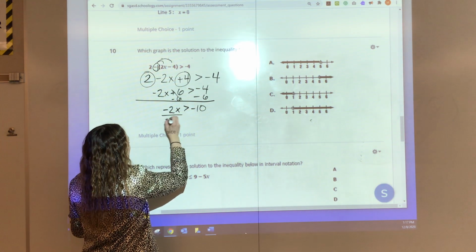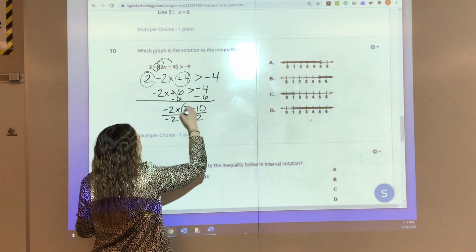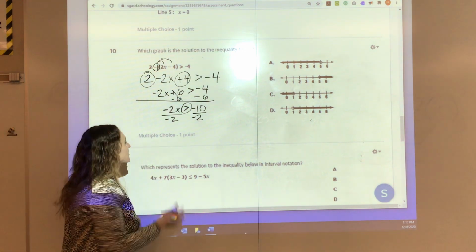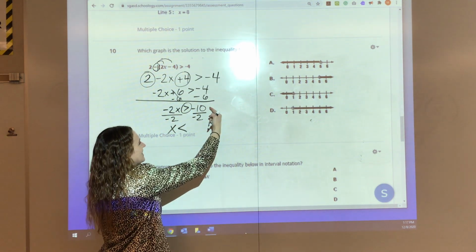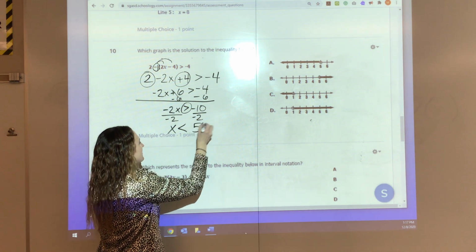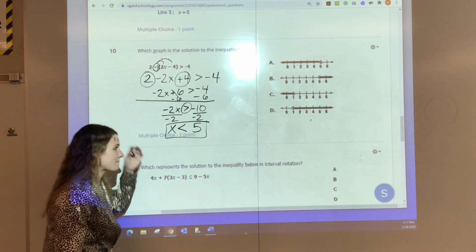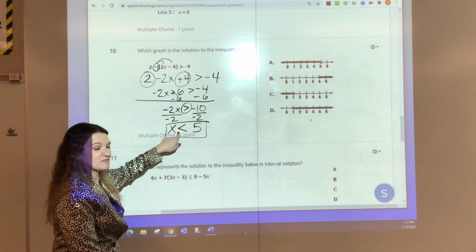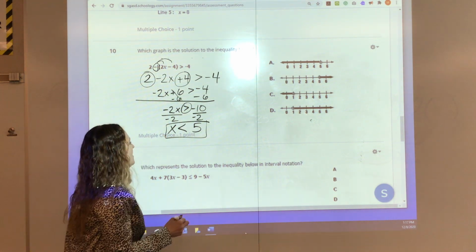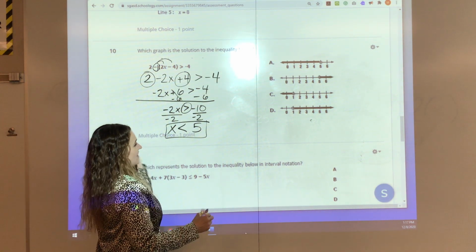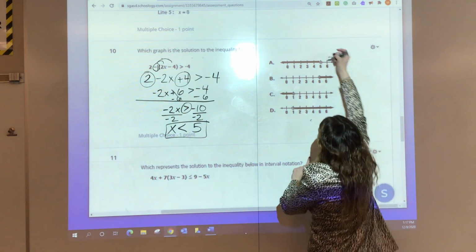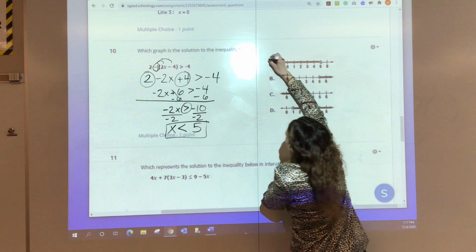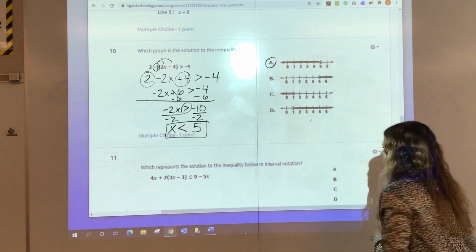My last step will be divide by a negative. And when I divide by a negative, I have to flip the sign. Of course. Flip your sign. That flips, and -10 divided by -2 gives me a +5. This clearly tells me that I need an open circle, and then it's going to be shaded to the left because it's less than. So open circle at 5, right here, shaded to the left. A is the correct answer.